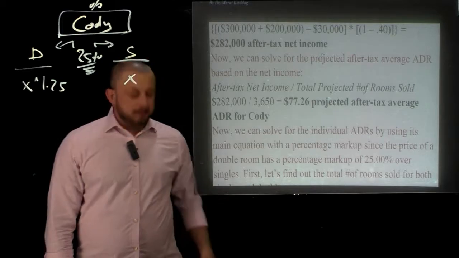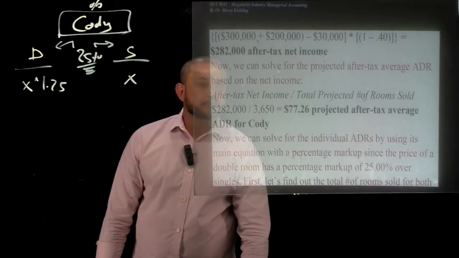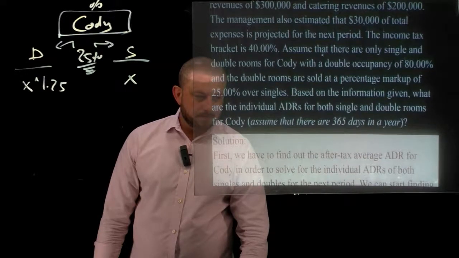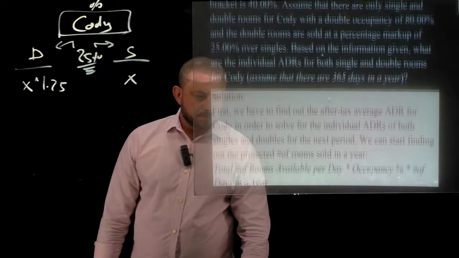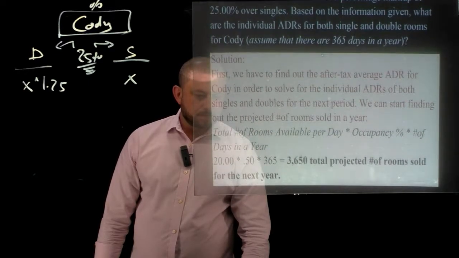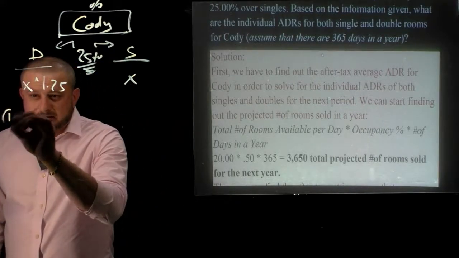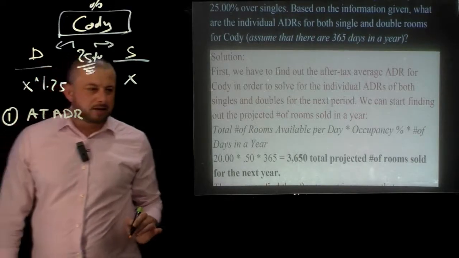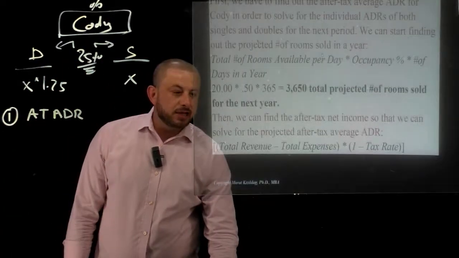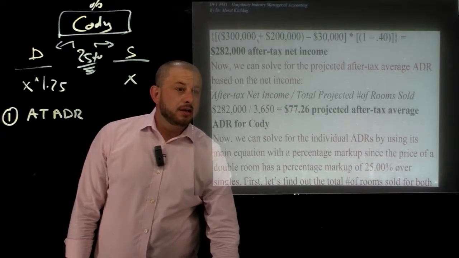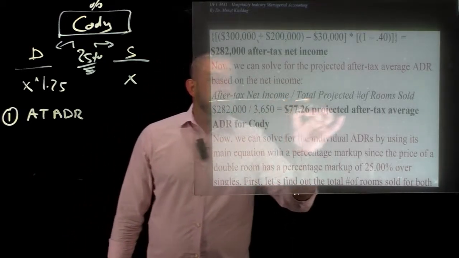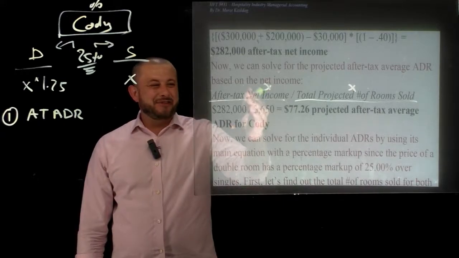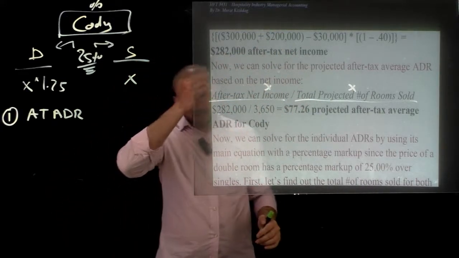Let's just find the, hang on. Let's just find the first step. Let's just find the after-tax ADR, okay? In order for us to find after-tax average ADR, we have to find its formula: after-tax net income over total projected number of rooms sold. I don't know any of these either. I have to find them first, then find after-tax average ADR, okay?